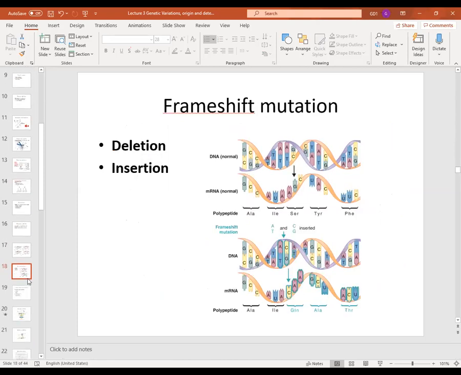And frame shift mutation has the same effect as stop codon introduction into the DNA code, because the frame shift is made by deletion or insertion. From that point, the protein coding of your protein will be completely changed. And it also depends on the location of the mutation.